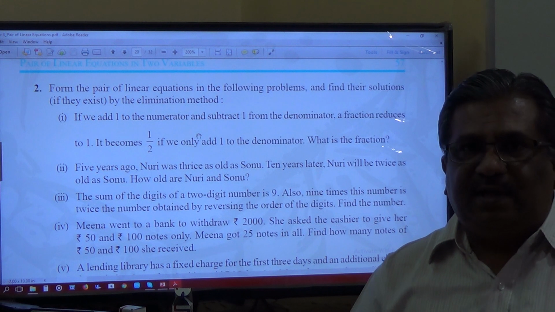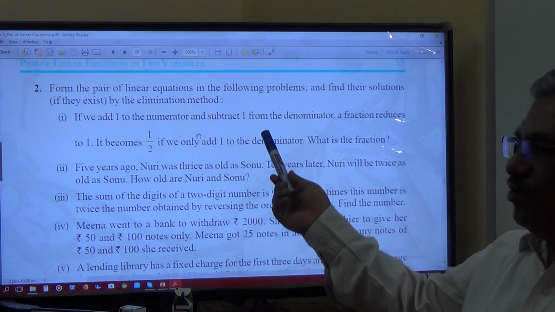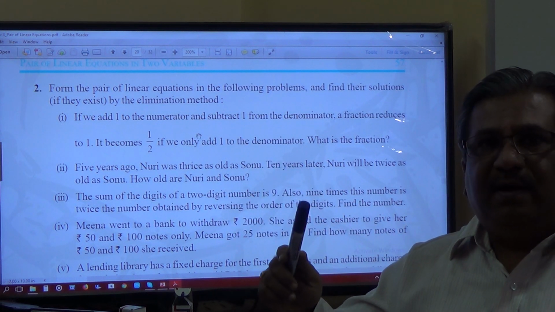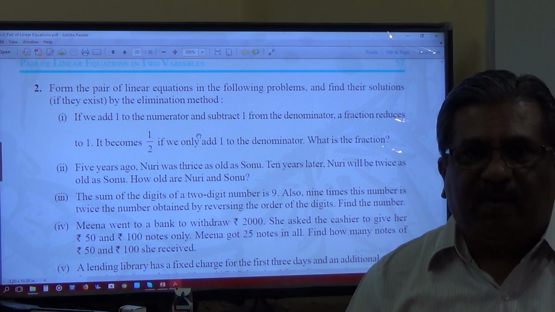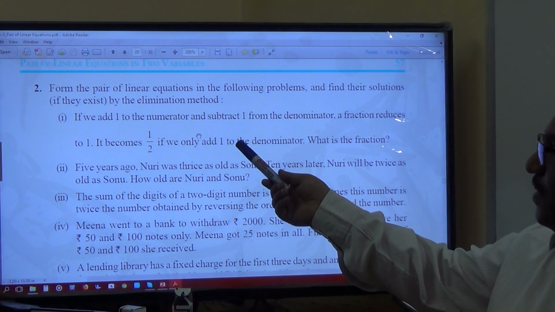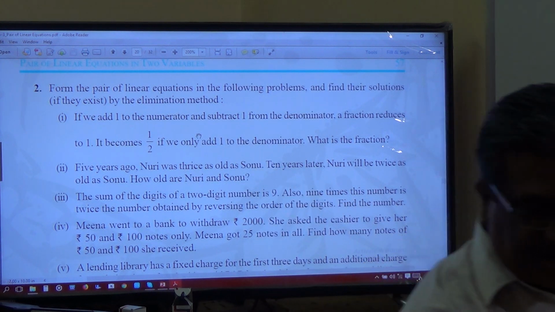Are you able to understand? And then according to further the question, we'll represent the situation in the form of algebraic equations. Okay, let me take this one. Read once again yourself. Meantime, I will clear the board.